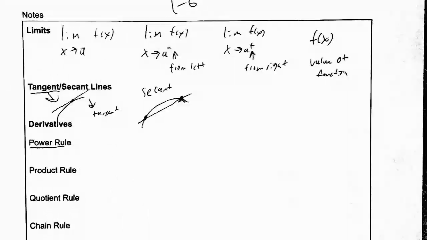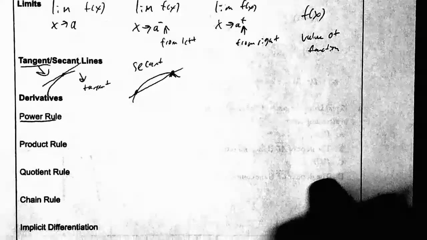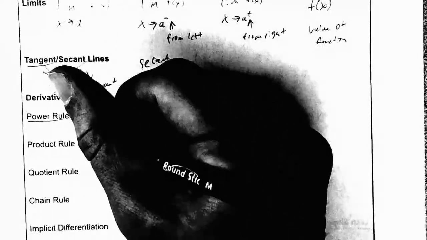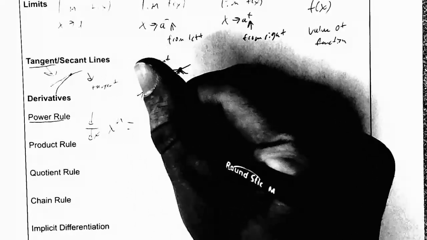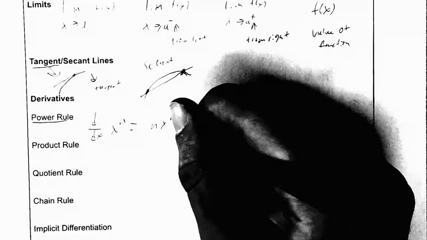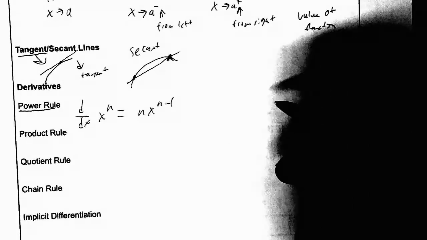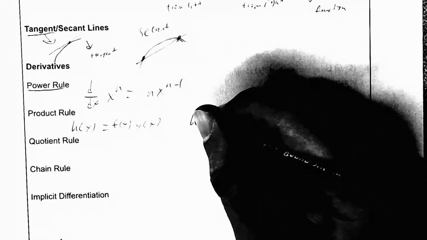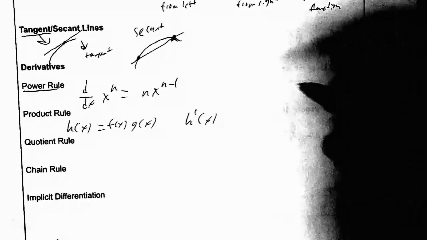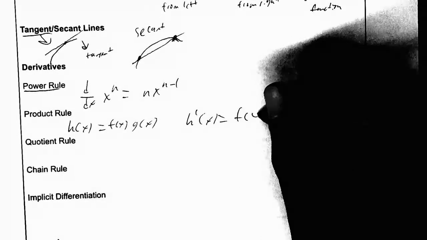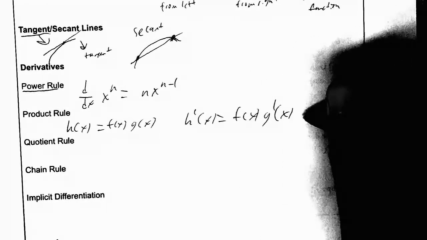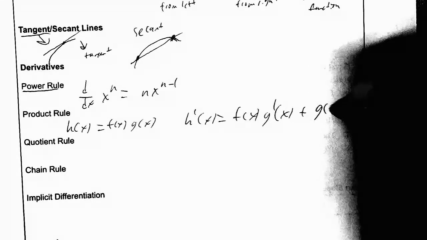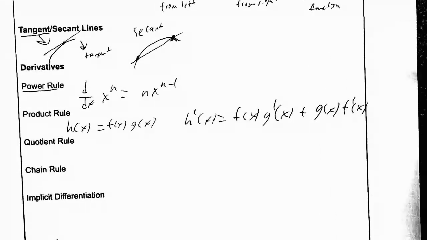Power rule. Now we're into derivatives. So power rule is you got to know this. Derivative of x to the n equals n x to the n minus 1. We'll be doing some of those later. Product rule. If h of x equals f of x, g of x, then the derivative equals lefty right plus righty left, which is f of x, g prime of x plus g of x, f prime of x.